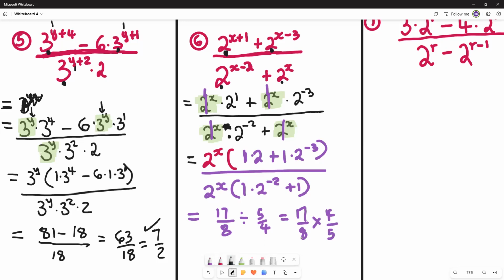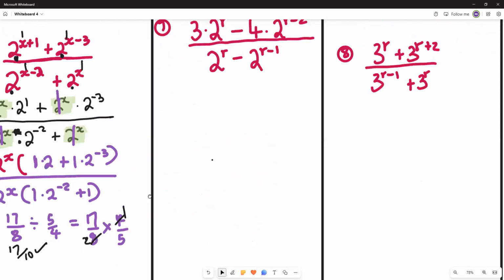Then we can all see that 8 goes twice into itself and once into 4. So now you can see 17 times 1 is just 17 over 5 times 2, it's 10. So you get 17 over 10. If you were to verify with that method of replacing the x's with 1, your answer must be 17 over 10. Perfect. Let's move to the next one.